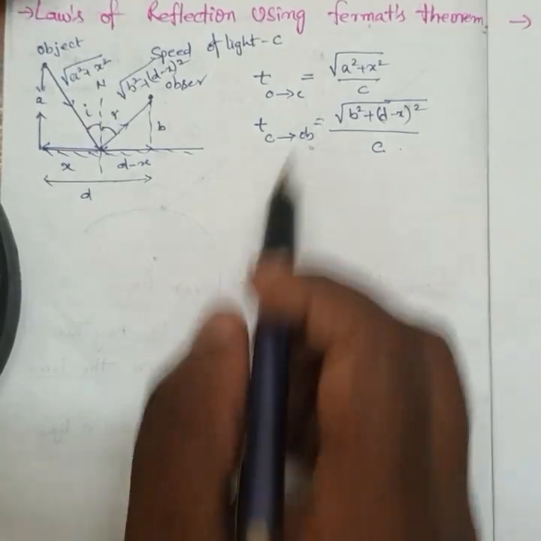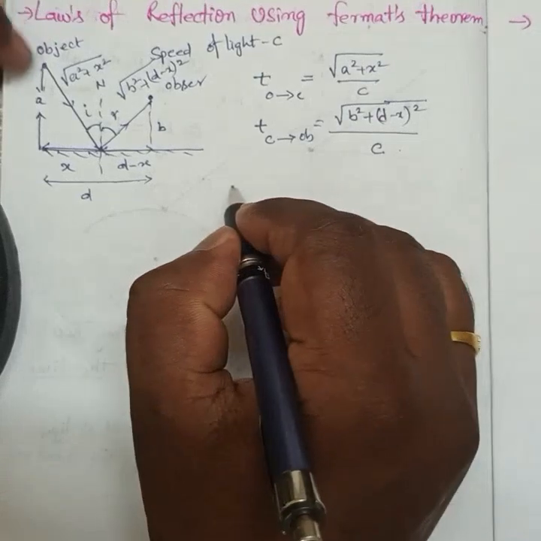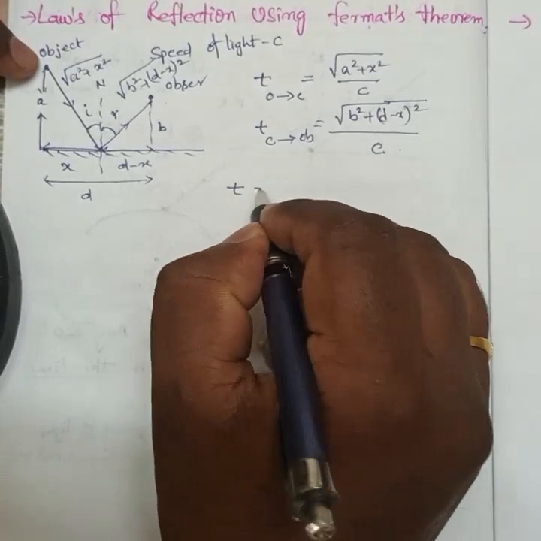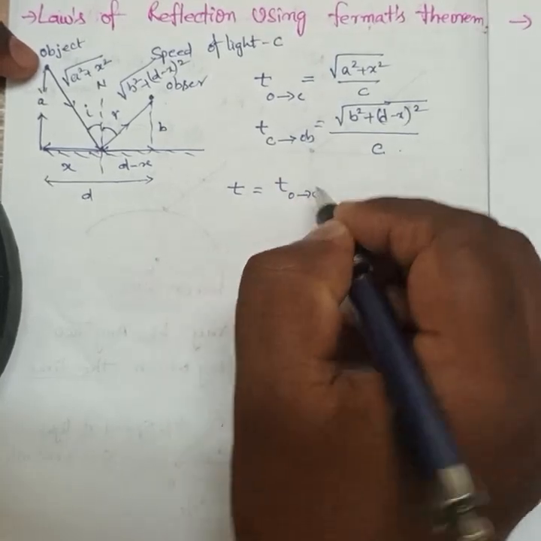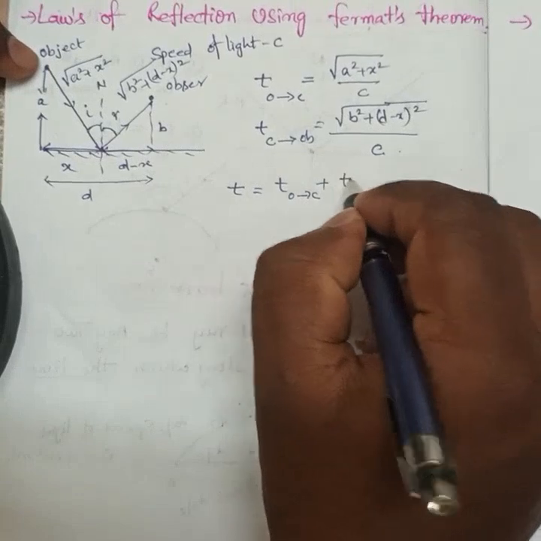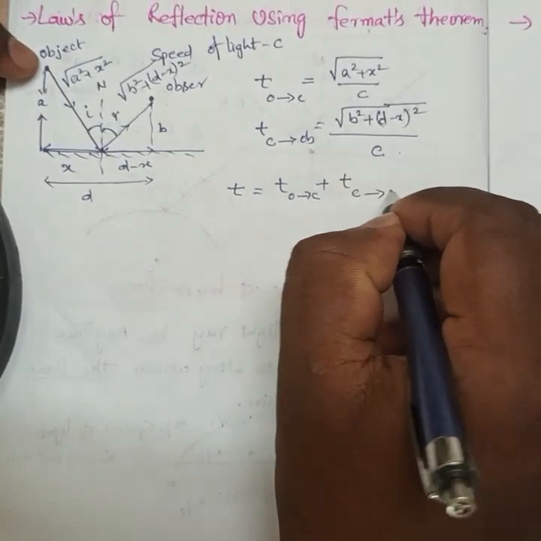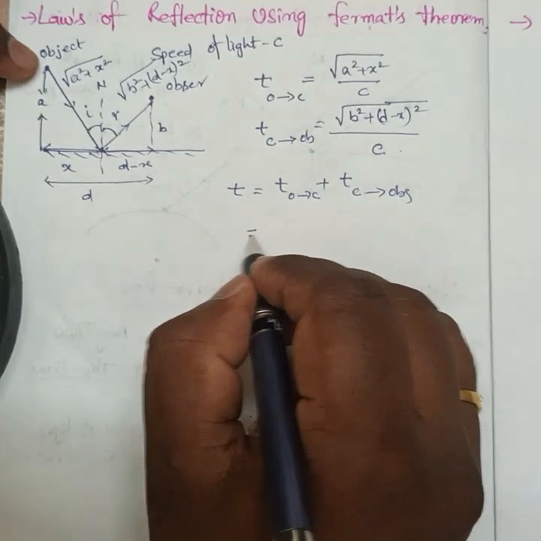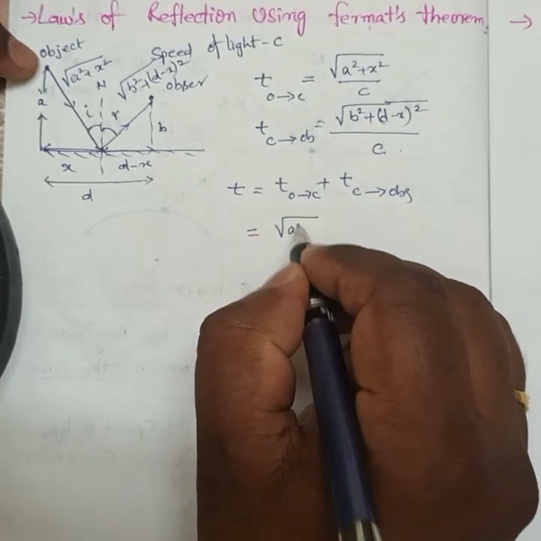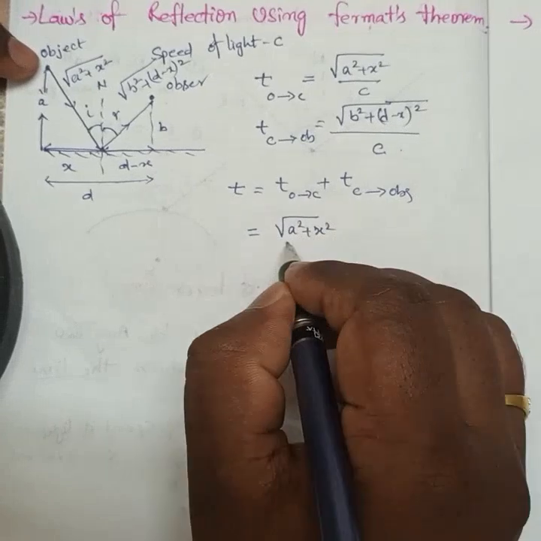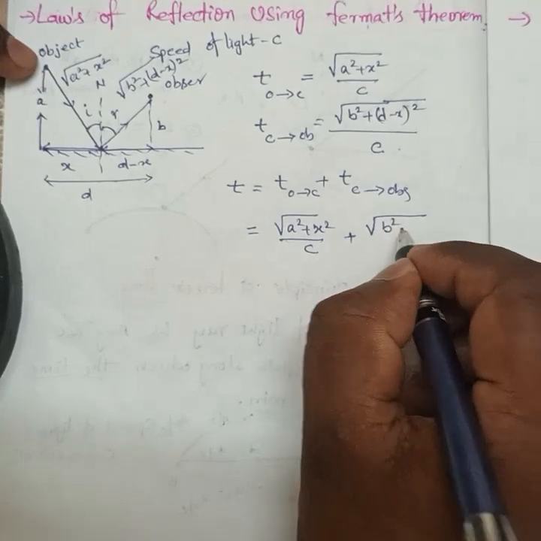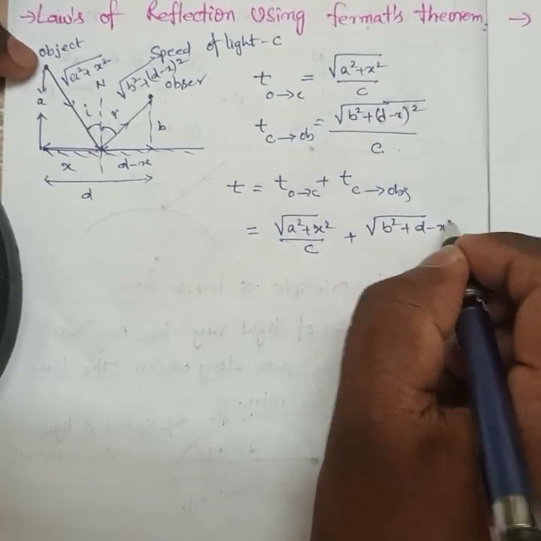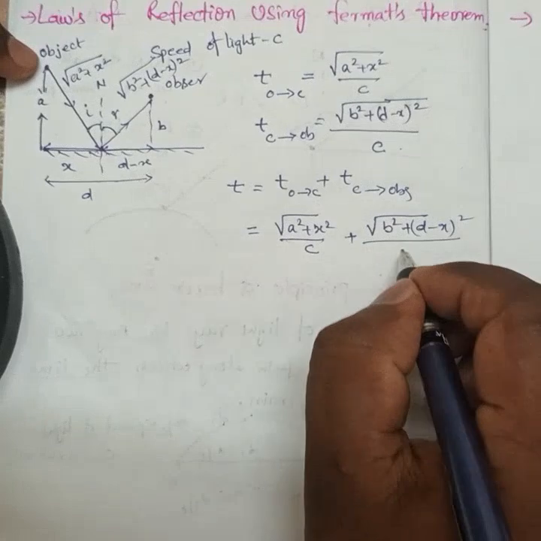See here, the total time traveled by the light, t, is equal to the time to reach from the object to the point of contact plus the time taken from the point of contact to the observer. Now you can substitute the values: t = under root a square plus x square divided by c, plus under root b square plus (d minus x) whole square divided by c.